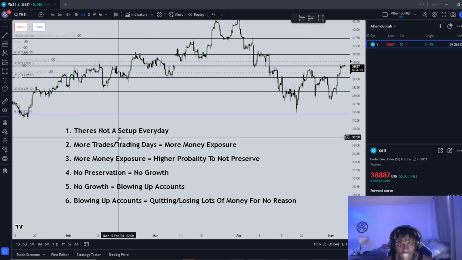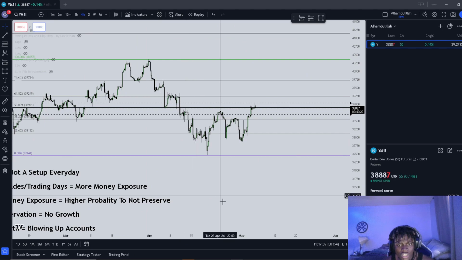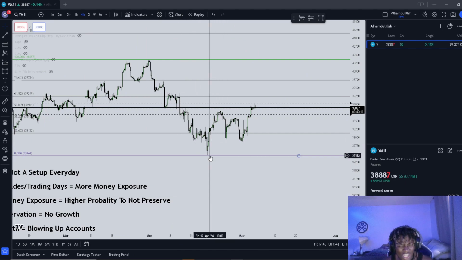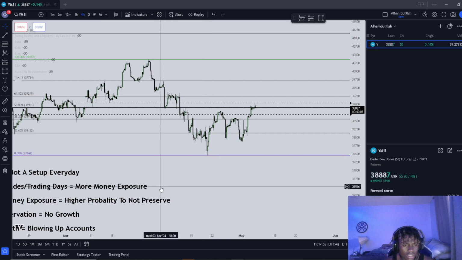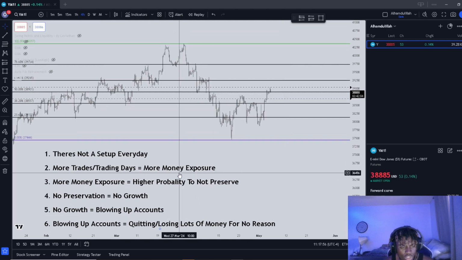So anyways, there's not a setup every day. Make sure you guys are playing off of your higher time frame setups, and you're going to start realizing, wait a minute, why am I trading over here in the middle if the entry is down here? Why am I getting chopped up in the middle when I could just be waiting and being patient? Do better. Number 2, the more you trade equals the more you're exposing your money.